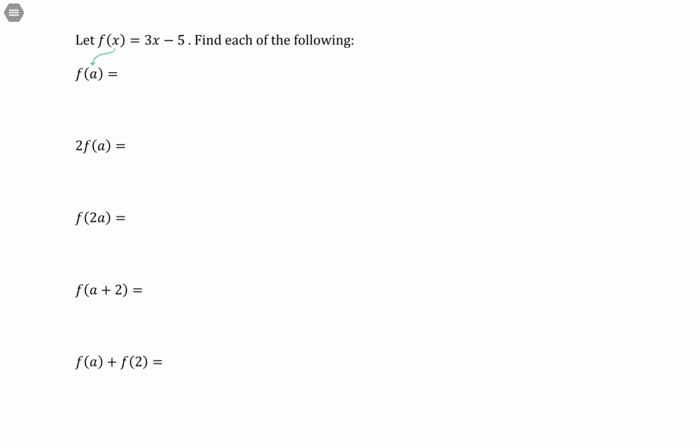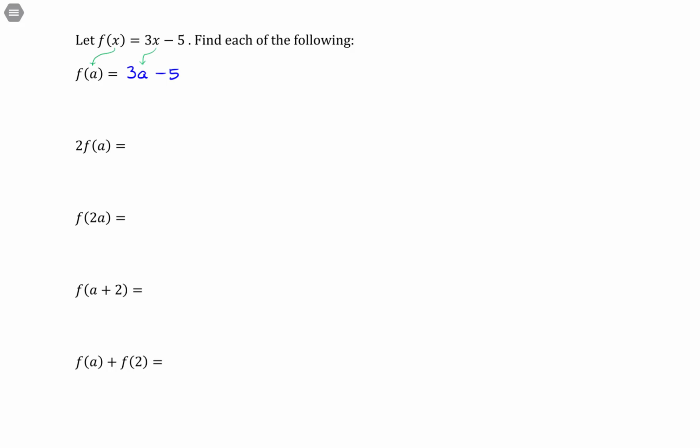All we do is, when evaluating a function, whatever we replace x with, we replace all x's with. So the 3 would stay as is. This x right here would get replaced with a, and then the negative 5 stays as is. So the result is just 3a minus 5. A lot of students are tempted now to take this and set it to 0 and try and solve for a, but that's not what's being asked. It's just being asked to evaluate the function at a. And this is your final answer.